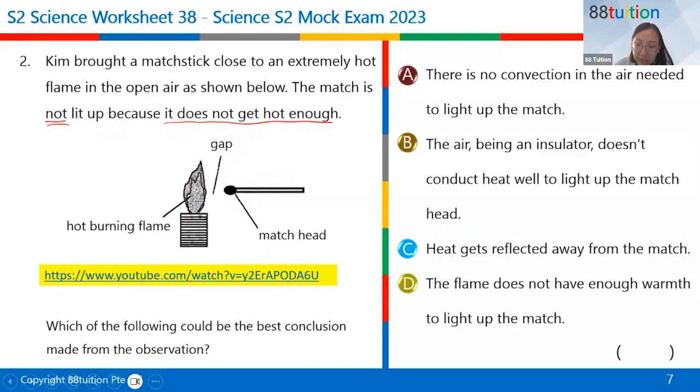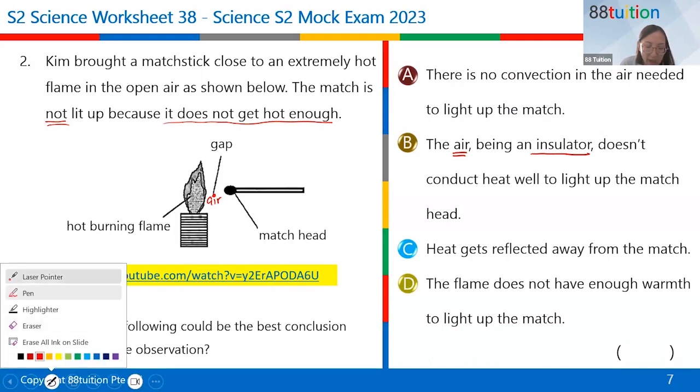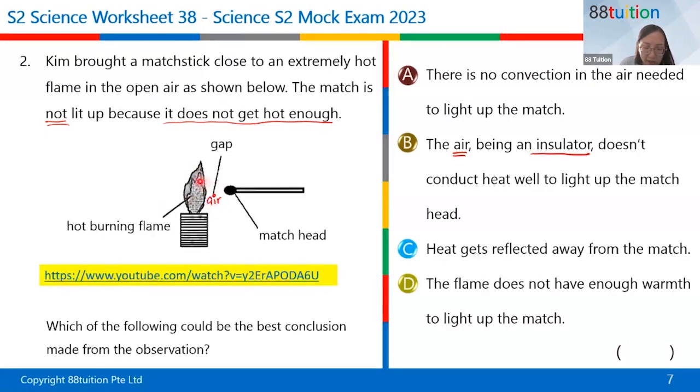In order to light up the matchstick, you need to have heat first. I need heat energy to start the reaction. So in order to have heat, the problem here is that air is a good insulator. Heat does not flow through air very well. Because there's air in this gap, even though it's very hot here, the heat from the very hot flame does not get conducted very well to the matchstick. That's why this matchstick does not get hot enough to light up.